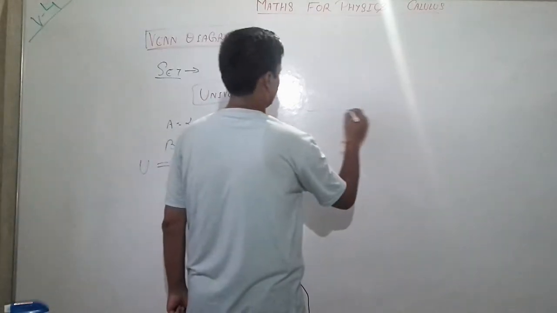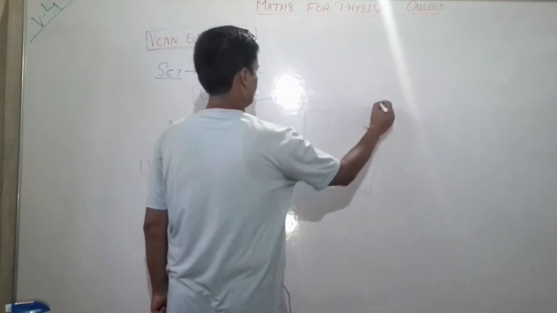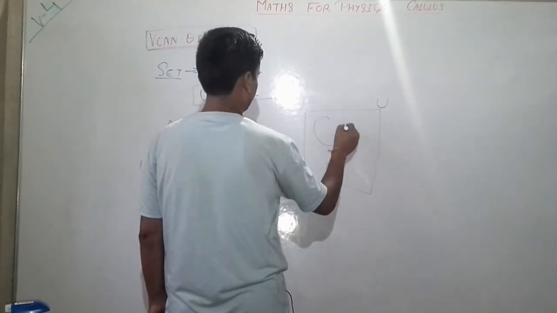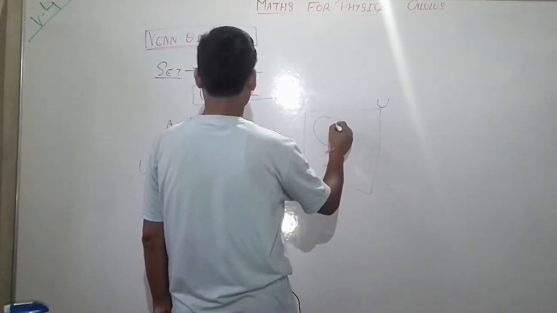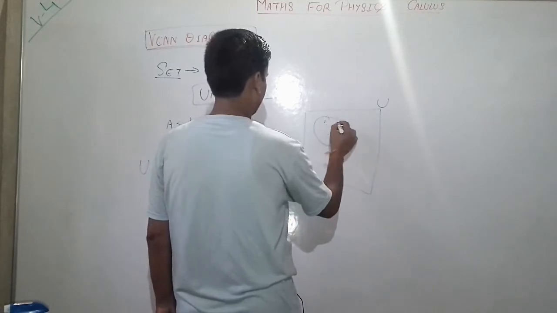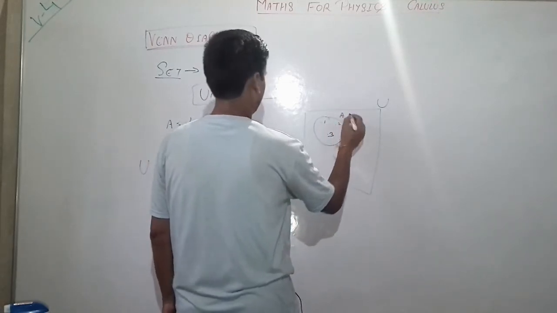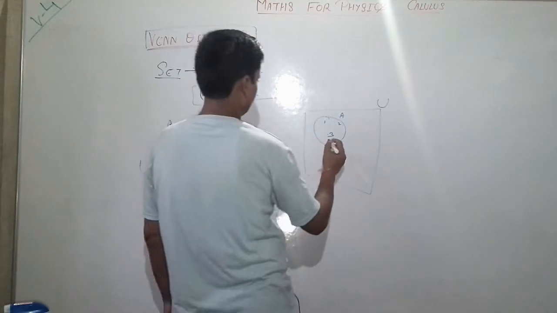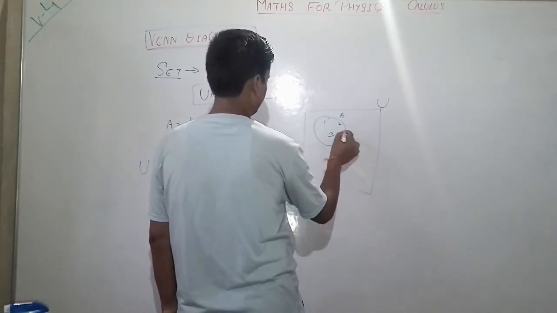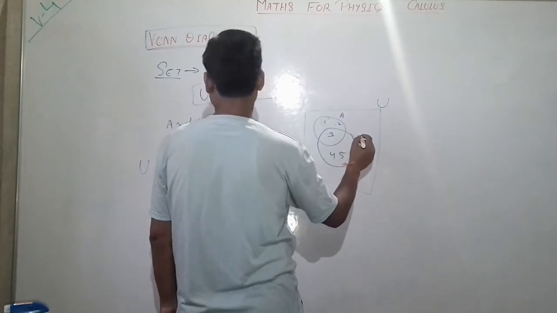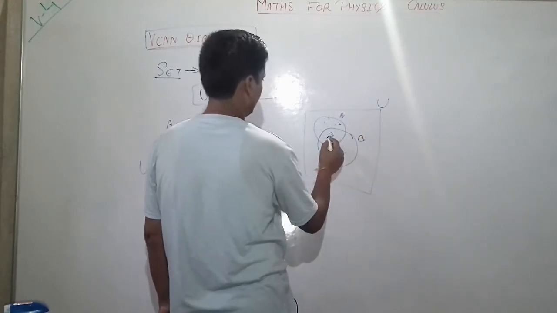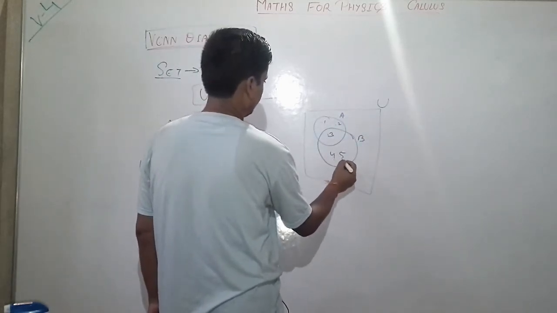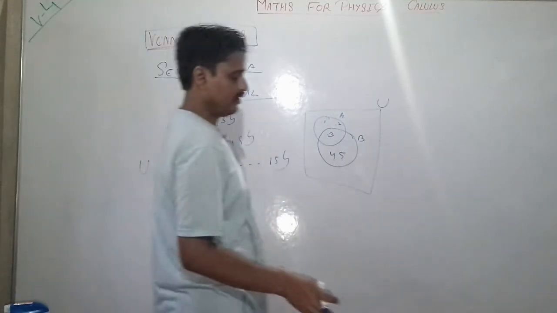First of all, let us take that this rectangular box is U, and here A is a circle with 1, 2, 3. This is A, and we also say that B is 3, 4, 5. You can see that element 3 is common to both A and B. So this is common, 3, and 1, 2, 3 is the set A, 3, 4, 5 is the set B. This is how we can represent the Venn diagram.